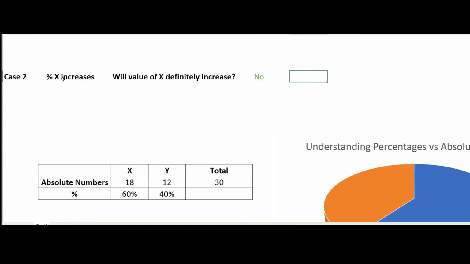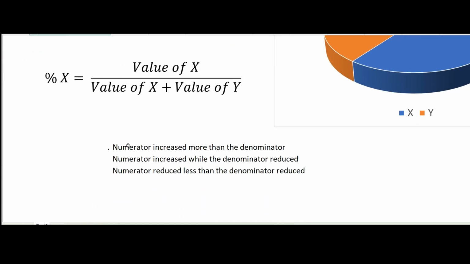So again, if it is given to you that percentage of x has increased, you can infer that one of these possibilities may be possible. You cannot be sure that the value of x would have increased. Fine. Hope you will be able to apply this understanding on all CR questions testing the relationship between percentages and absolute values. Good luck.